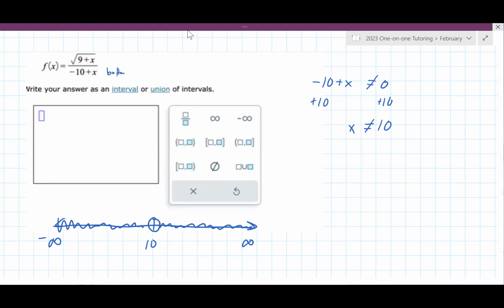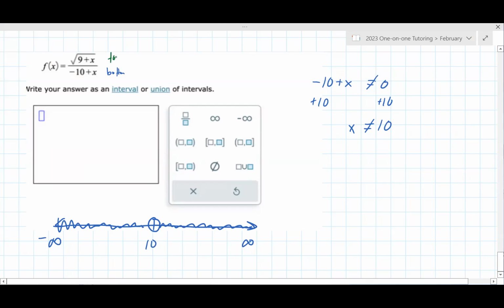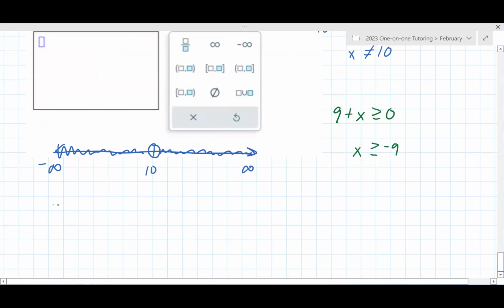Yes. Okay. Now for the other one, which I'll do in green here, with the root, you have to set the part inside the root greater than or equal to 0. Okay. So just the part inside the root. So now it's x greater than or equal to -9. And this is where when you draw your number lines underneath, the relative position matters. So -9 is over here somewhere relative to 10. And it's everything to the right of that.